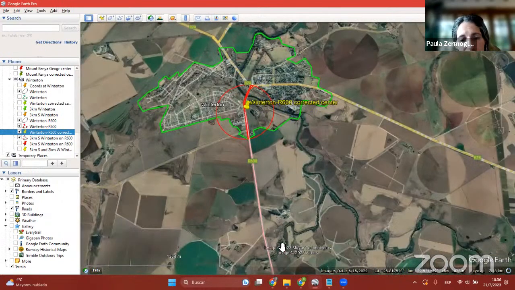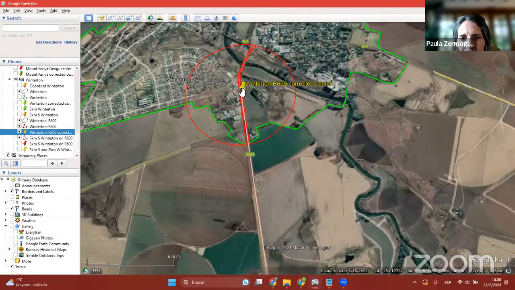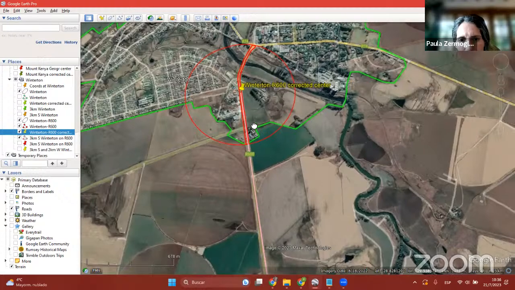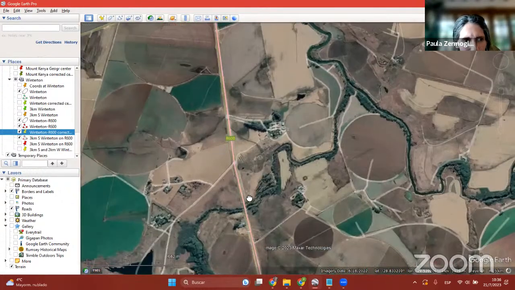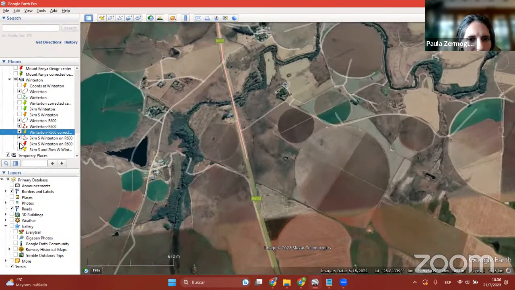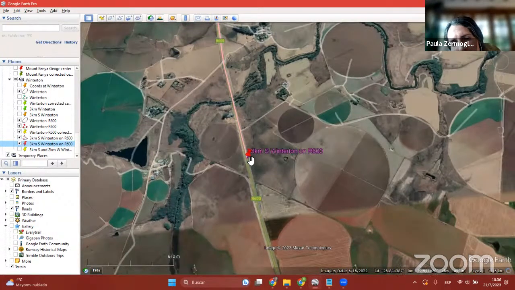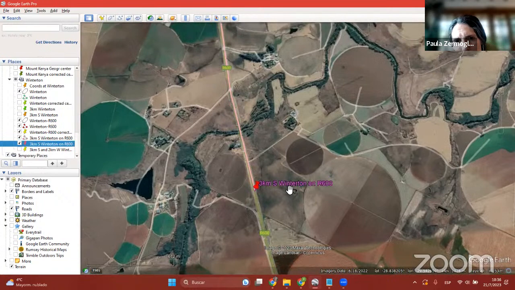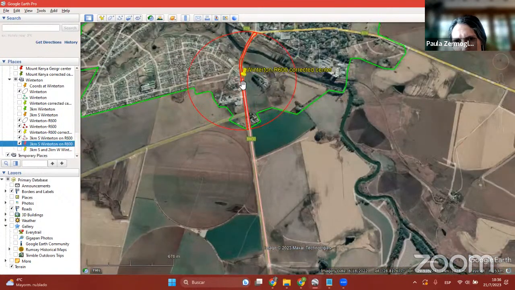Once we have this center, that's why I drew this line. When we have this center, from this center, we measure the 3 kilometers and we get another point. That's the one that I was not showing you here. There. This is the point that goes 3 kilometers south on this route from the corrected center that we determined here.